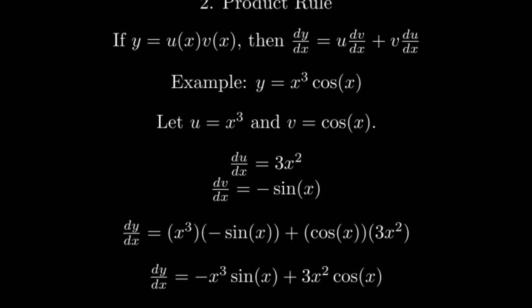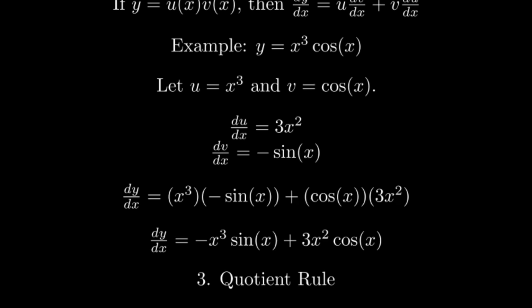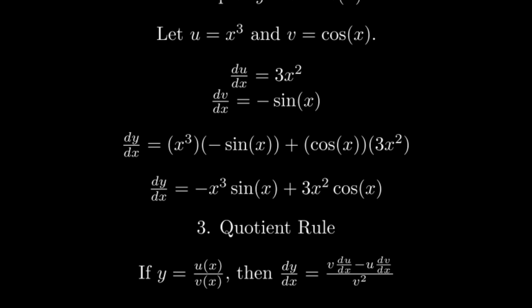And that brings us to our third rule for when we are dividing functions. This is the quotient rule. For a function y that has a ratio of u over v, the derivative is the bottom function times the derivative of the top, minus the top function times the derivative of the bottom, all divided by the bottom function squared. A common way to remember this is low d high minus high d low over the square of what's below. Let's work through one last example for these rules.